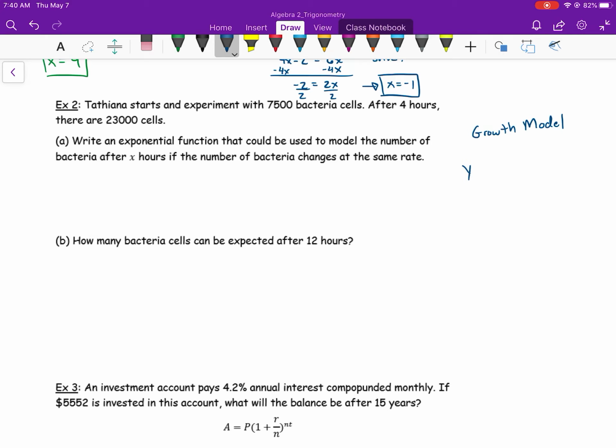So we can use our standard formatting for an exponential function, y equals a times b to the x. Alright, so some of these pieces. So a is our initial amount. y is our final amount. And b is our growth factor. And x is time.